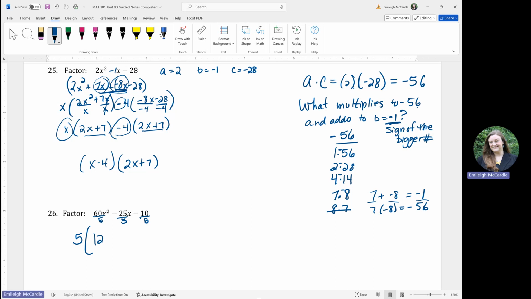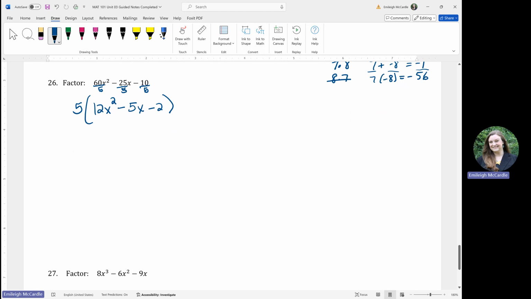60 divided by 5 is 12x squared. 25 divided by 5 is 5x. And 10 divided by 5 is 2. So this little 5 hangs out front. And here's what I suggest you do. I want you to come all the way to the bottom, drop that 5 out to the bottom, and then you're going to factor this by grouping, just like we did the previous two. And you're going to get an answer like this. And your final answer you put in the computer will have the 5 out front.